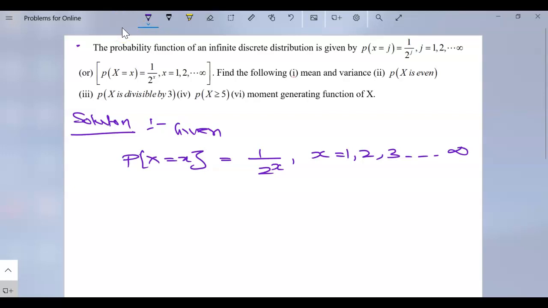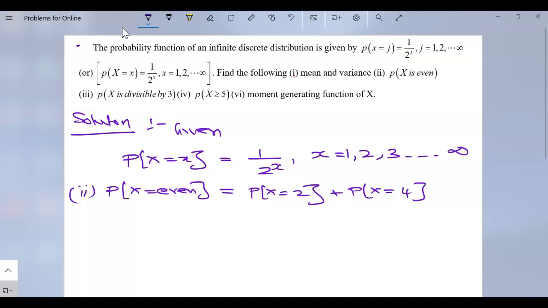Now in the solution, what I'm doing here is the second one. Probability of X is even. What are all the even numbers? Probability of X equal to 2, this is the first even number. Then X equal to 4, plus X equal to 6, and so on. It goes on like this.